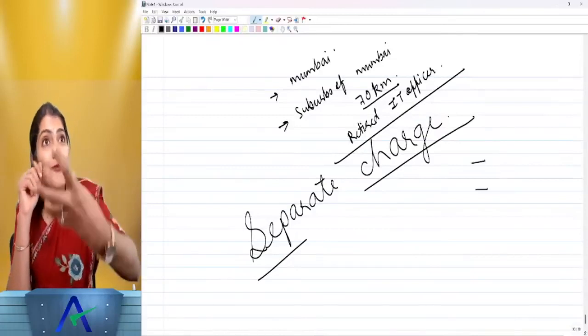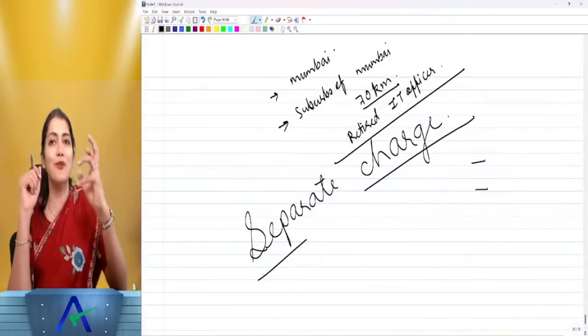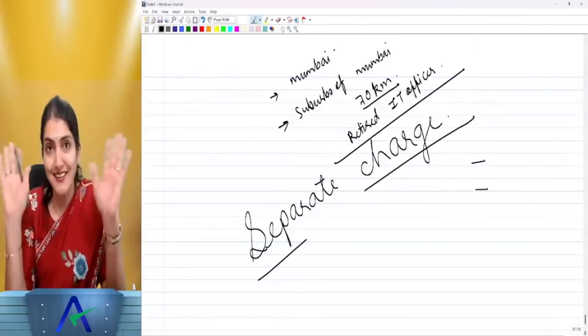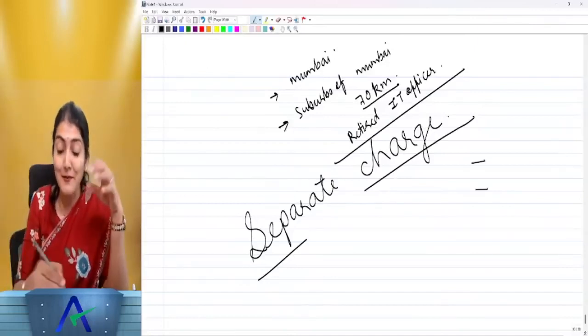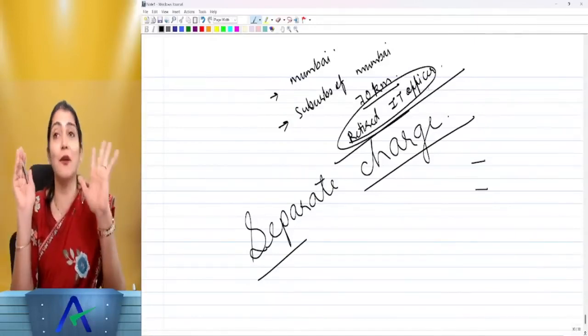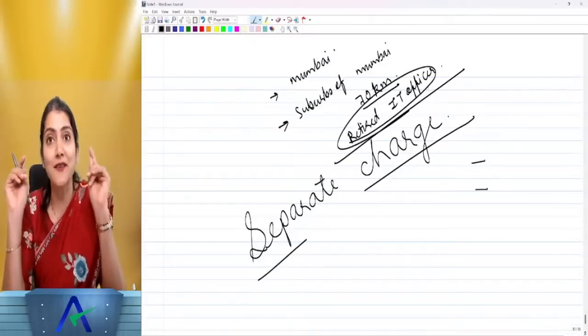Here, is it within 50 kilometers from the municipal limits of the city? No, it is 70 kilometers, suburbs. It's not within 50 kilometers. Had it been 30 kilometers, then okay. Right? So is this uncle okay? No, this uncle is not okay. You need to have a chartered accountant in charge of that particular office.